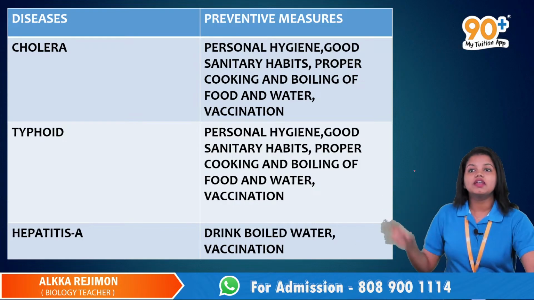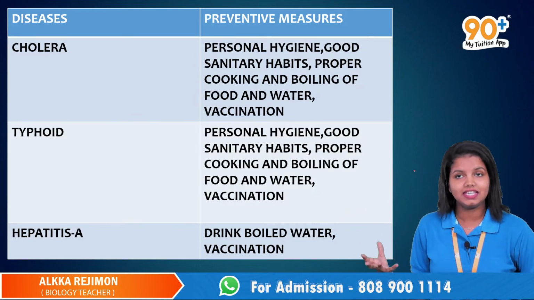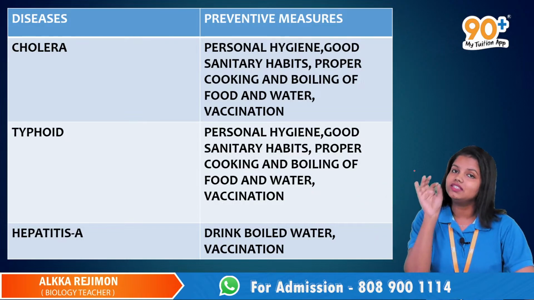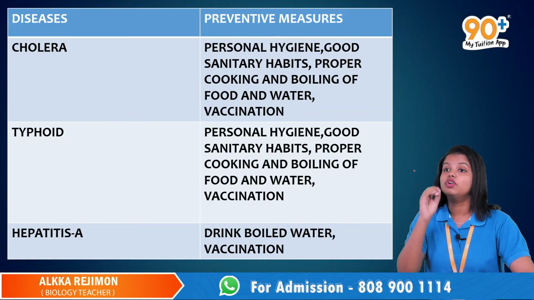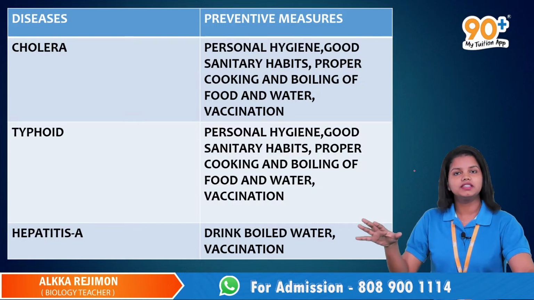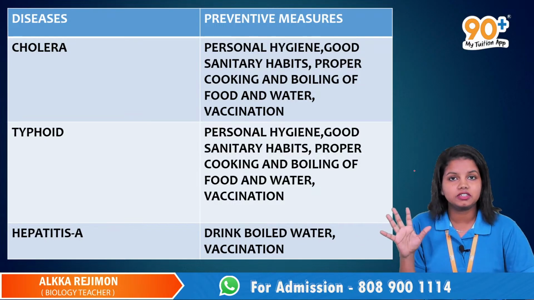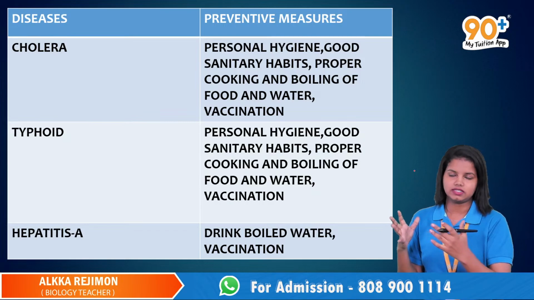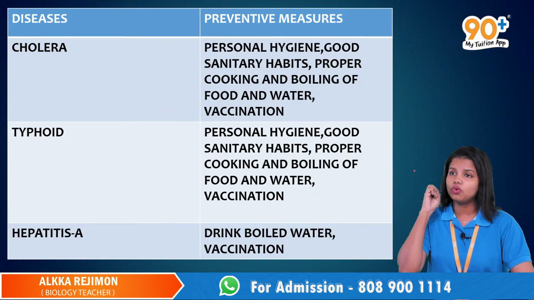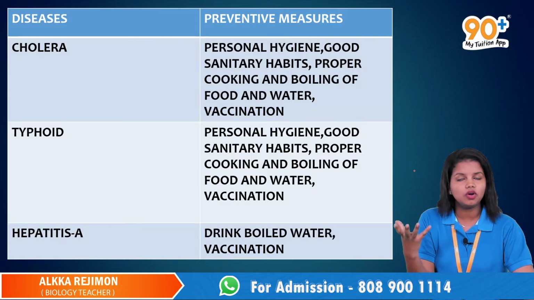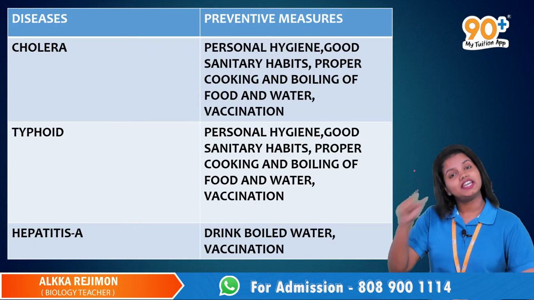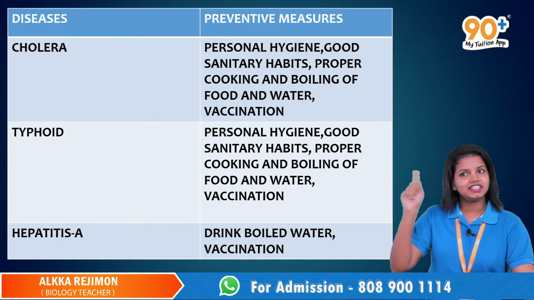And just like cholera, typhoid is also another disease which can be prevented with the same preventive measures. If you consume contaminated food or water, you can get infected by this disease. So the only preventive measure is to avoid such situations, using your personal hygiene, good sanitary habits, cooking your food properly, boiling your water properly. And ultimately, vaccination is another method for preventing these diseases.